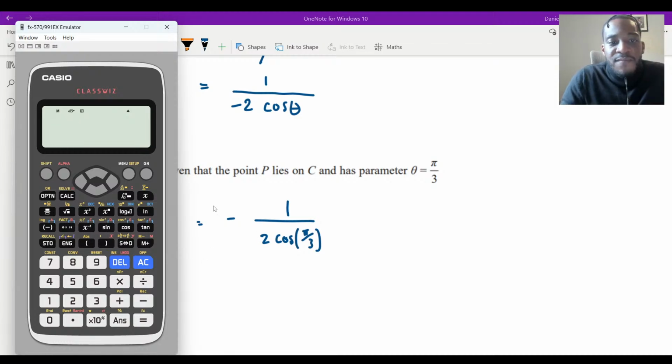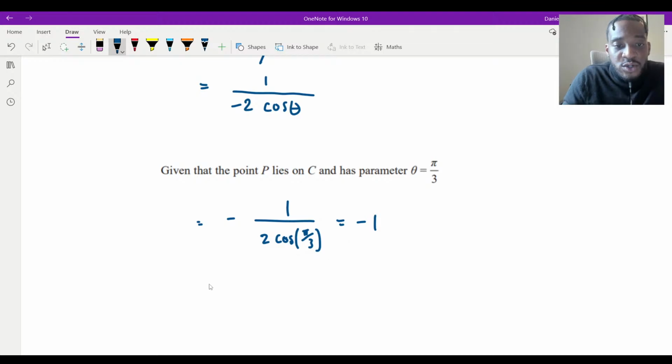By the way, I put the minus on the outside. It doesn't matter, it's just a minus, just in case anybody was wondering. 1 over 2 cosine of pi over 3. I get minus 1. So therefore, this is the gradient of the tangent. I'm going to say tangent gradient is equal to minus 1. So the normal gradient is going to be the negative reciprocal. That's going to be 1, isn't it?